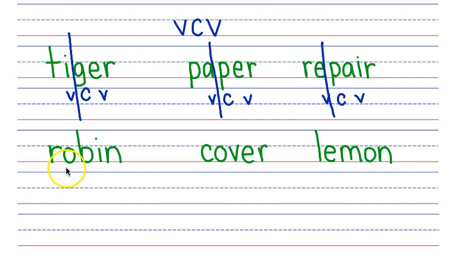Now let's look for the vowels in these words. For robin, we have a vowel with O and a vowel with I. For cover, we have a vowel with O, a vowel with ER. And for lemon, we have a vowel with E and a vowel with O. Now let's look at what's between the two vowels. Well, in robin, we have the consonant letter B. In cover, we have the consonant letter V. And in lemon, we have the consonant letter M. So here we have this VCV pattern.